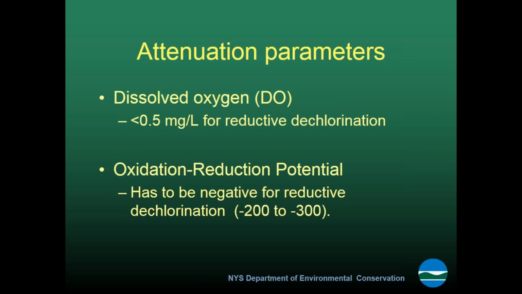If you are using reductive dechlorination as an element of your cleanup, you're going to want to monitor some of the attenuation parameters, some of the characteristics that keep that process working. You don't want to have dissolved oxygen in the ground. You want to keep that below half a part per million in order to keep your dehalogenating bugs happy. You also want to have oxidation reduction potential which is highly negative, ideally in the minus 200 to minus 300 range.